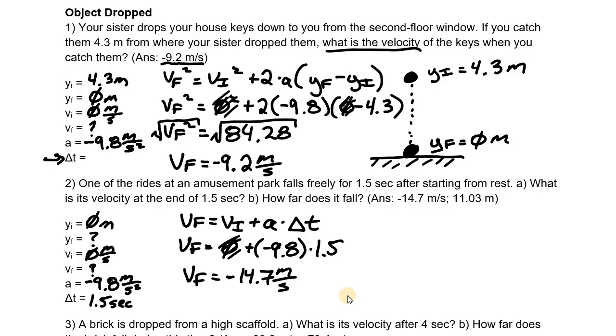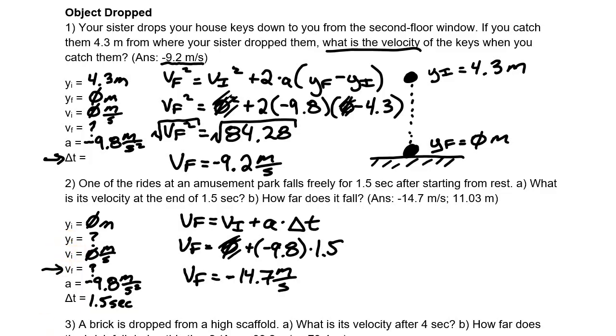Problem A is done. What about problem B? How far does it fall? Okay, so we want to find out what our final height is going to be. So let's not include the VF answer when we calculate this. We could use it, but I don't want to use something we calculated in order to calculate the next step. I'd rather just use our given information. If we got this wrong, if we forgot to include our negative here, we would get this answer wrong too. So I don't want to use this VF value.